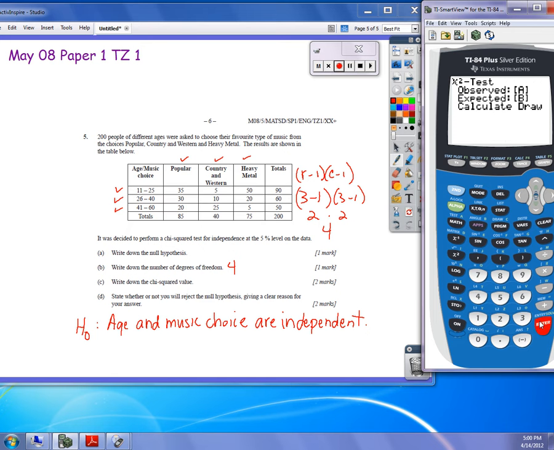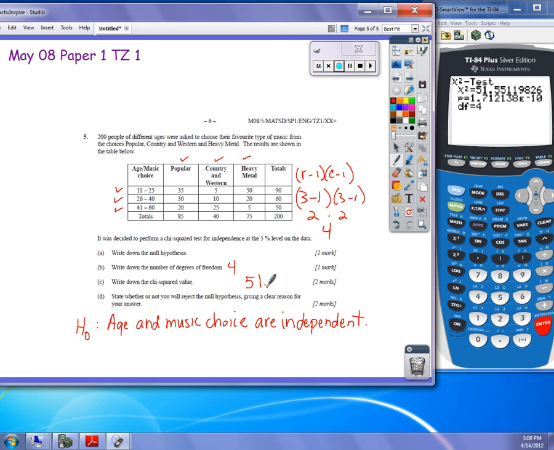Hit enter, and it says my observed values are in A. Yes, that's where I put them. It will put the expected values into B for you, and you just tell the calculator that you'd like it to calculate that for you, and there's my chi-squared value. Again, we want to round this to 3 sig fig. The chi-squared value is going to be 51.6. You'll get 2 marks for writing that down correctly.